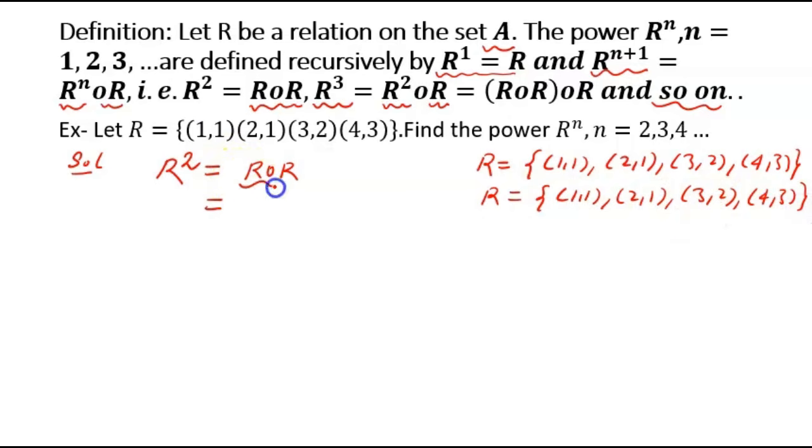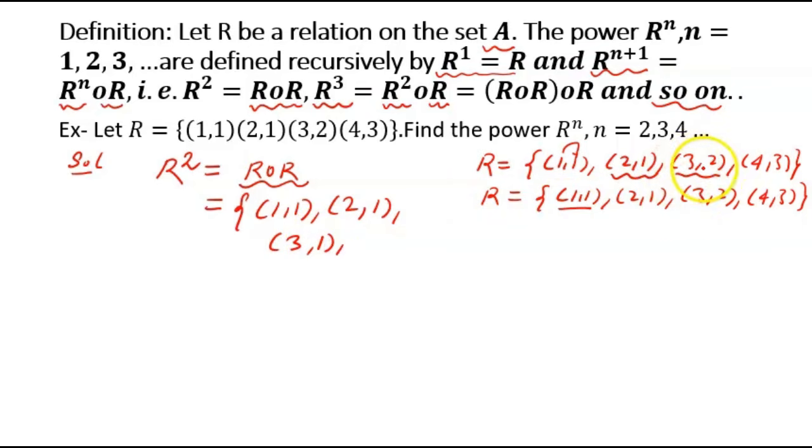Now what will be R composition R? If you look at the first ordered pair, 1 is going to 1, and then again from this 1 will go to 1, so ultimately 1 will go to 1. Now there is no other element which is starting at 1 here, so I move to the next element, that is 2 comma 1. So 2 is going to 1, and here 1 is going to 1, so 2 will go to 1 finally, right? And there is no other element which is starting at 1, so now I am moving to 3 comma 2. So here we notice that 3 is going to 2 and 2 is going to 1, so 3 is going to 1.